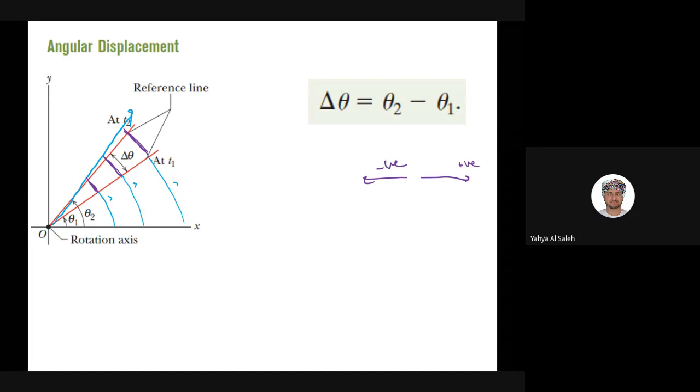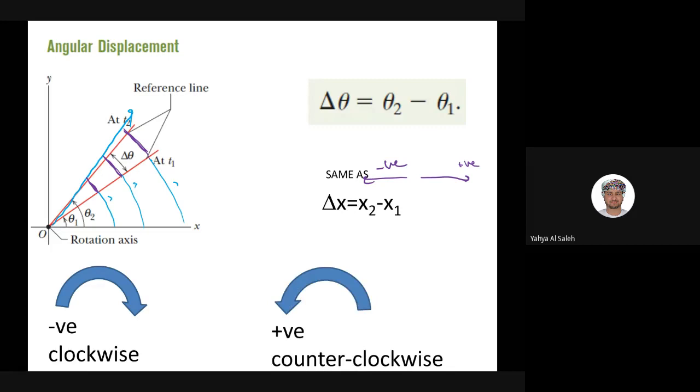Now, since we have decided that theta is a good measurement to define changes, if I am going from place A to place B, I should do delta theta equals theta 2 minus theta 1, just like with linear variables, we did delta x equals x2 minus x1. Now with linear variables, we don't have an issue. We go this way, it's positive. We go this way, it's negative. But for angular displacement, how do we define positive and negative?